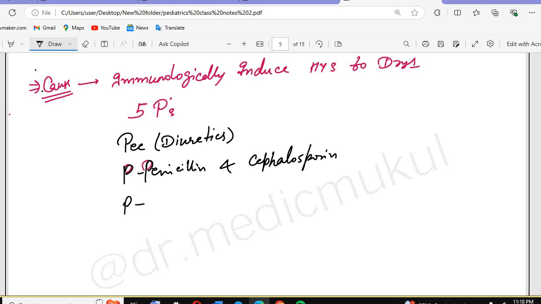We have P, remember, pain free. Who will help in pain free? That is the NSAIDs. For inflammation they also use diclofenac. We give diclofenac to prevent inflammation and pain.